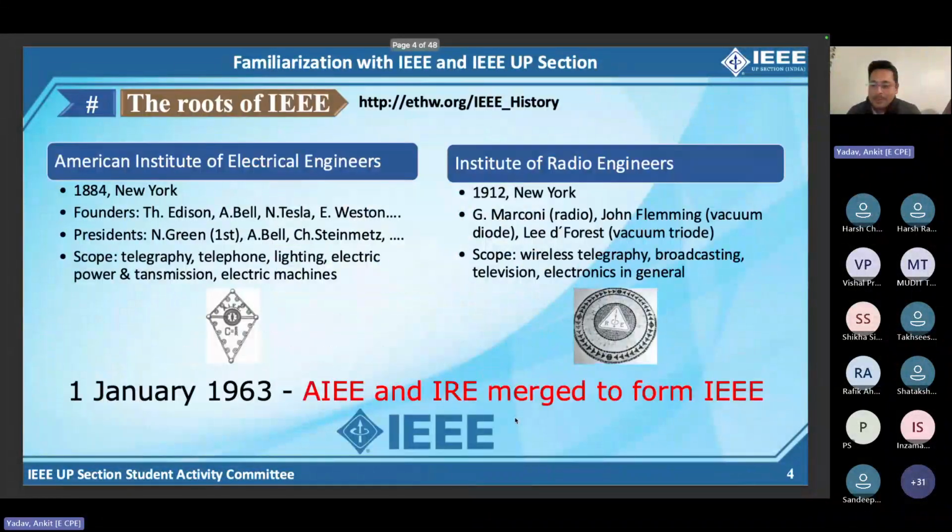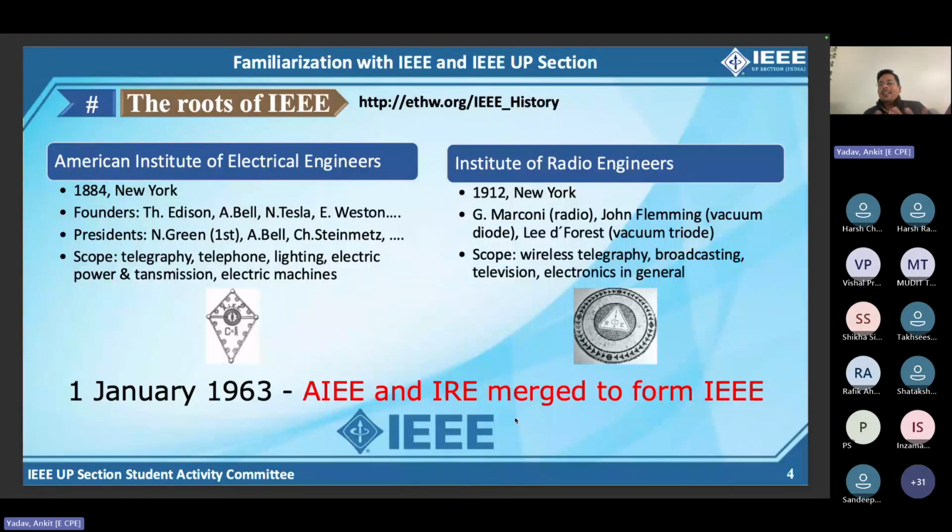Then comes the question: what is the history of IEEE and what is it actually? There were two societies in the past. One was the American Institute of Electrical Engineers, started in 1884 by the great scientists and engineers of that time, like Thomas Alva Edison, Bell, Tesla, Green, all those people. Then another society came later in 1912, the Institute of Radio Engineers, started from New York, and Marconi and Fleming and other people were members of that. These people were the first pioneers of this IEEE society.